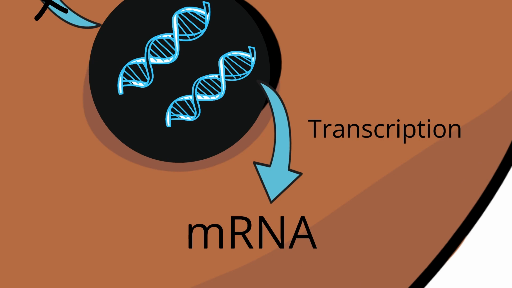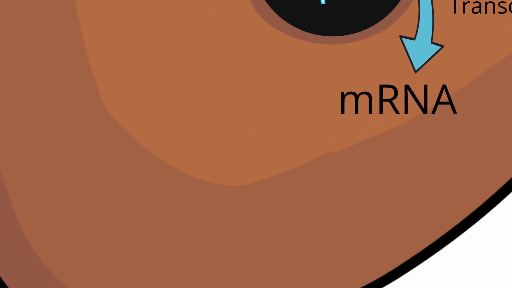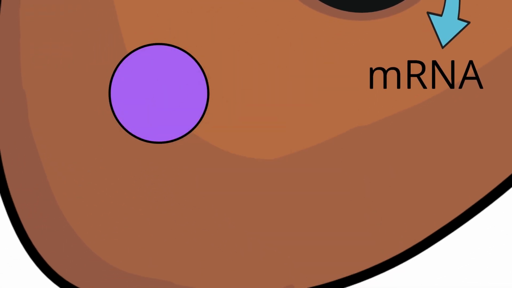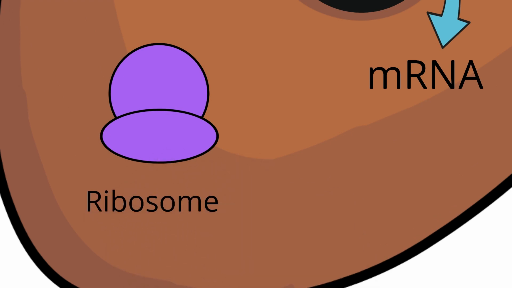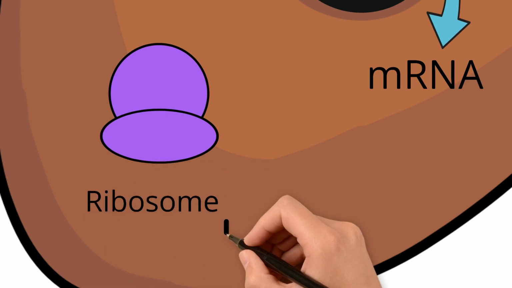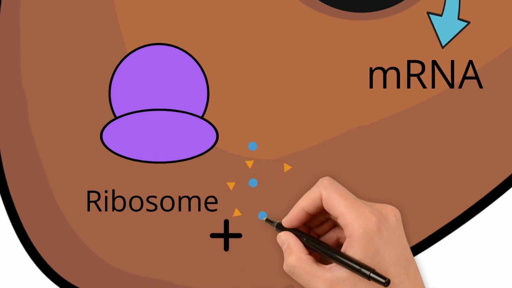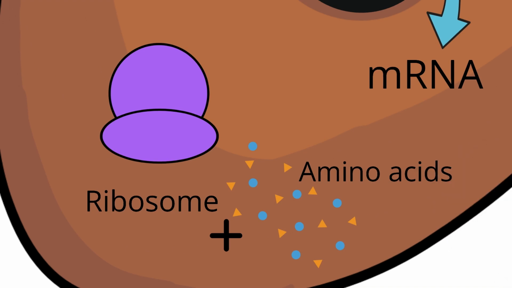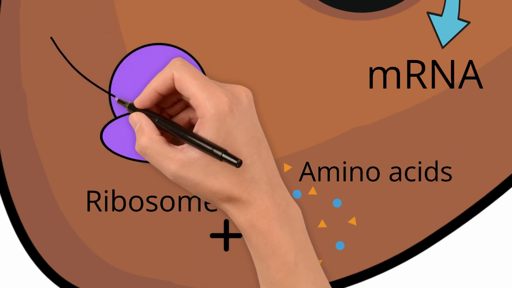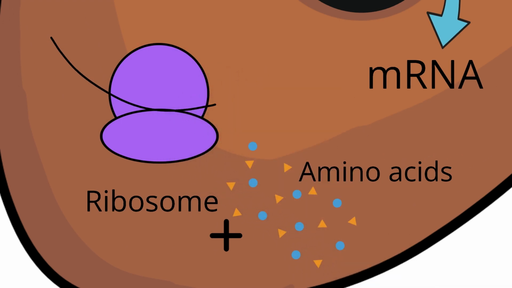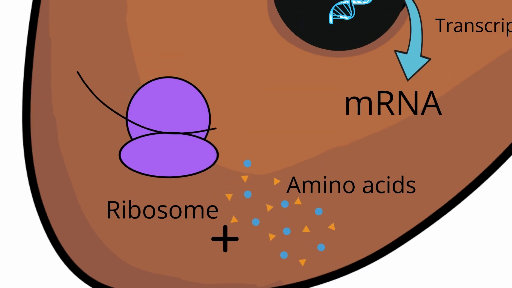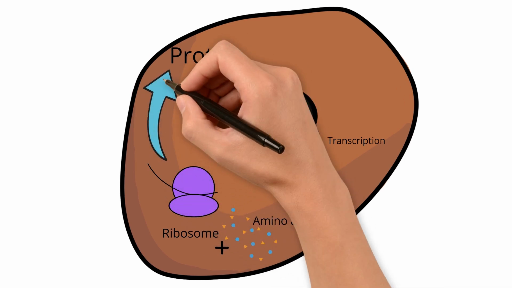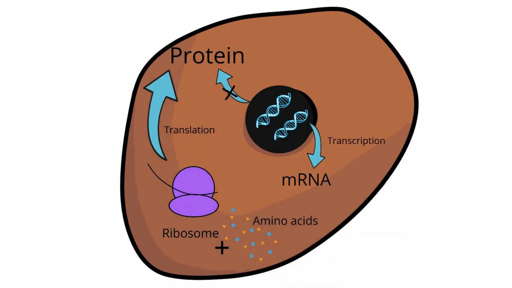With its fresh instructions in hand, mRNA leaves the nucleus. It travels across the cytoplasm to a massive factory called ribosome. Here, the code on the mRNA is read to build a chain of amino acids that are proteins. Each three-letter word on the mRNA tells the ribosome which amino acid to add next. Slowly, it assembles these amino acids into a long chain, and that chain folds into a protein. This step is called translation, converting the message into a protein.